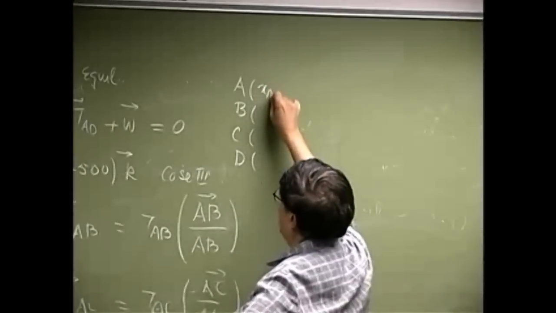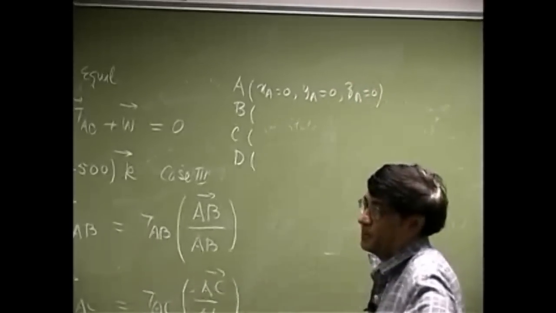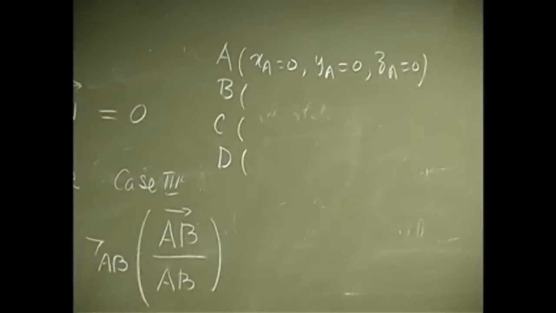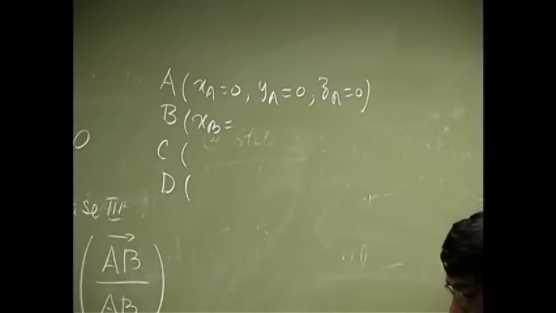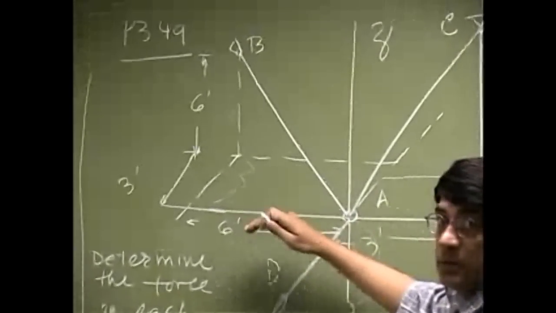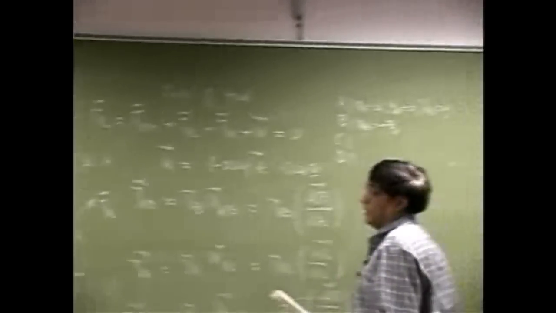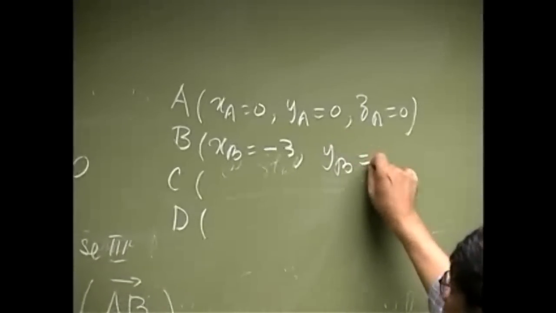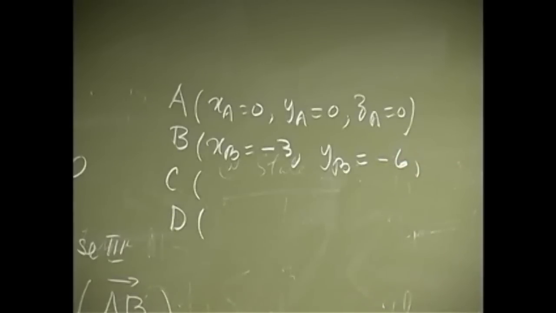A is the origin, so xA goes to 0, yA goes to 0, and zA goes to 0. So that gives you the coordinates of point A. Then for B, you need xB. You're looking at the length along the x-axis, that's going to be the length, except it's opposite the x-axis. So that's going to go negative 3. Then you need yB, and the same thing happens with the y coordinate. Your distance is in the negative y direction, so you have negative 6, then it goes up by 6 feet, so your zB becomes 6.